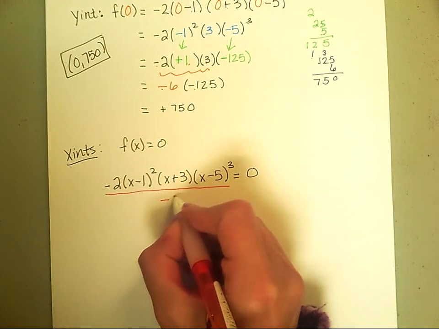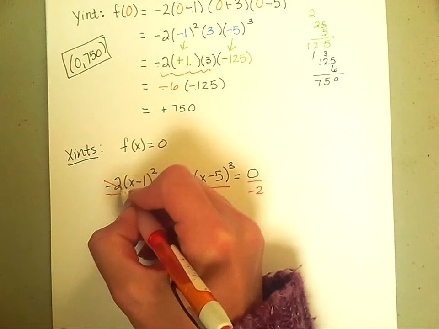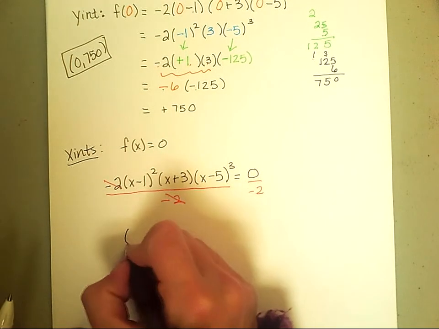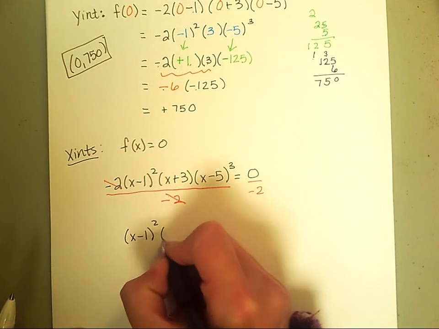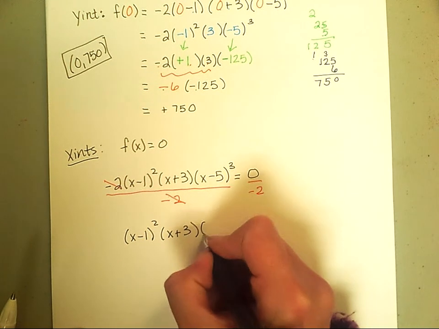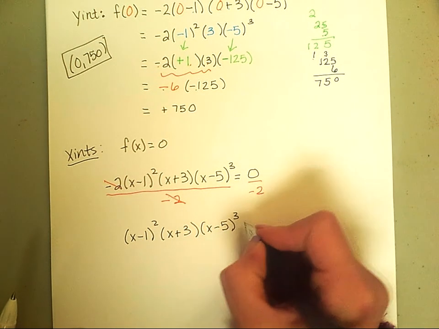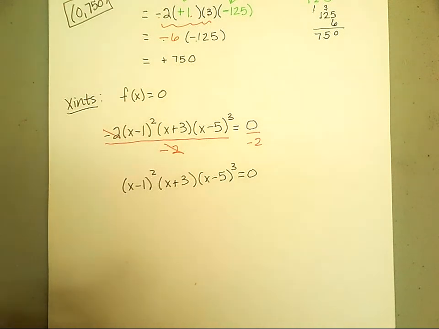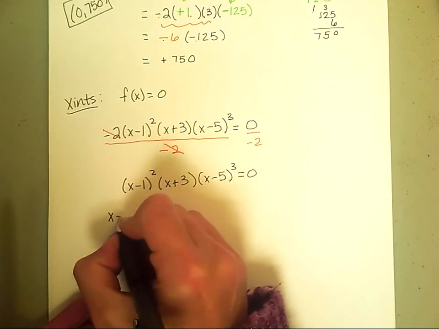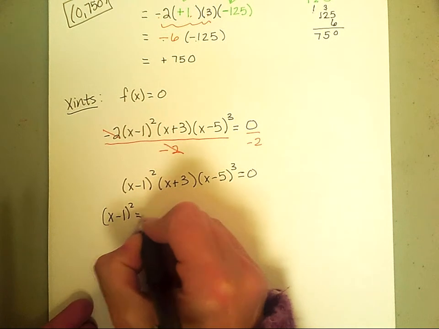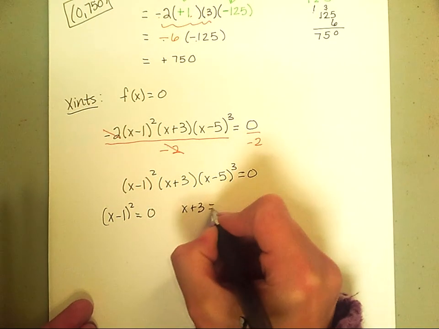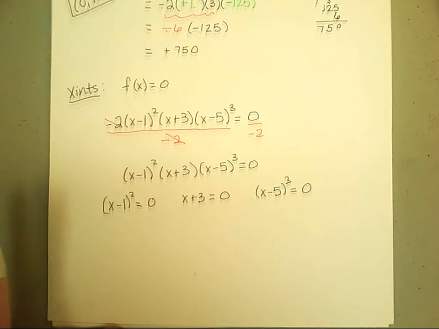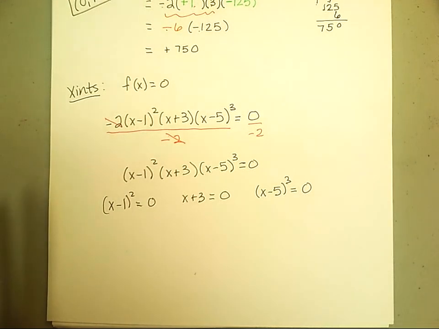Now we've got this coefficient out here, negative 2. Let's just divide everything by negative 2 to get rid of it. So the negative 2's will cancel. And 0 divided by anything but 0 is 0. So now by the zero product property, it's either that x minus 1 squared equals 0, or x plus 3 equals 0, or x minus 5 cubed equals 0.